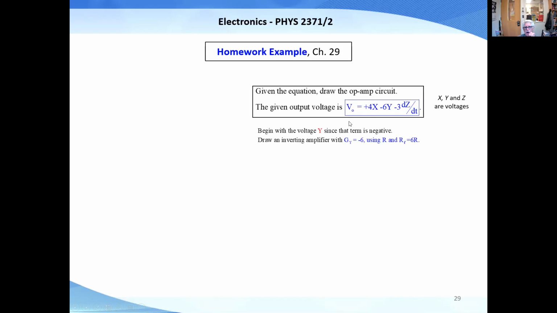Okay, so let's begin with the Y voltage since we already have a negative sign here and it's just, you know, no derivative or integral, minus 6. So you want a gain of minus 6. So you want to pick feedback resistor 6 times the input resistor. Okay, so we draw that.